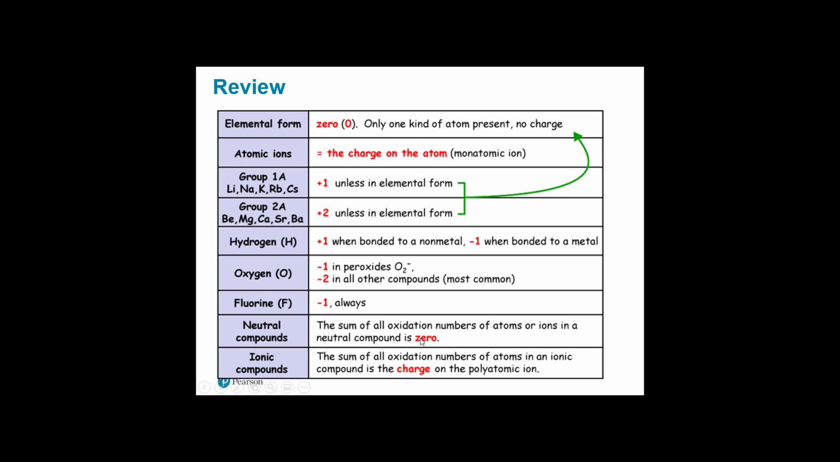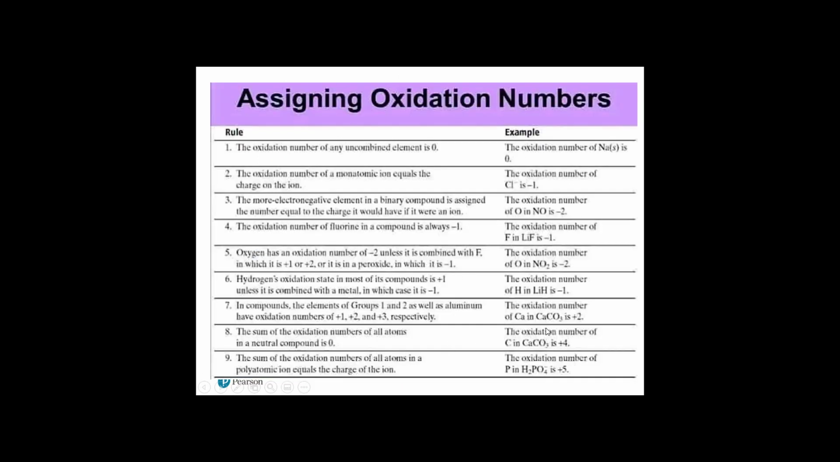I'm going to show you exactly what that means. The sum of all oxidation numbers of atoms in an ionic compound is the charge. I'm going to tell you what that means by doing an example on this one. Okay, actually here, we can jump here. You are going to determine carbon.